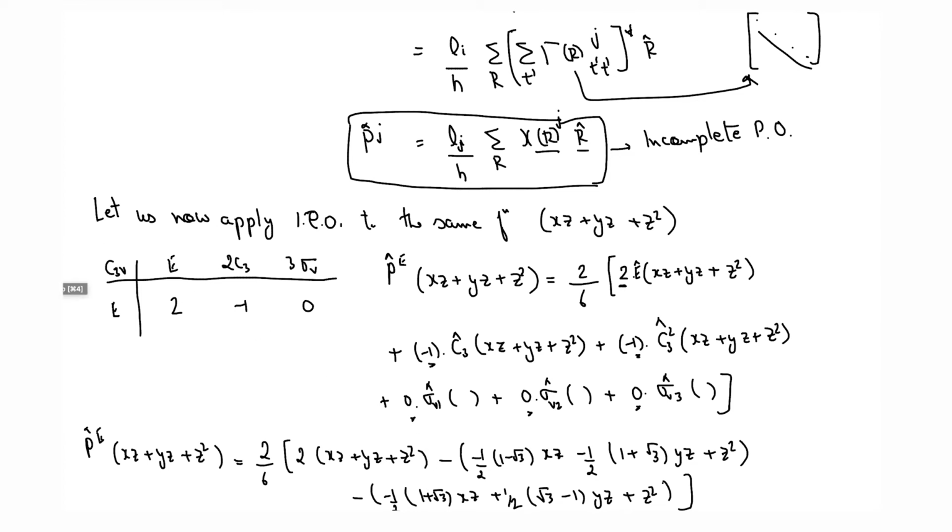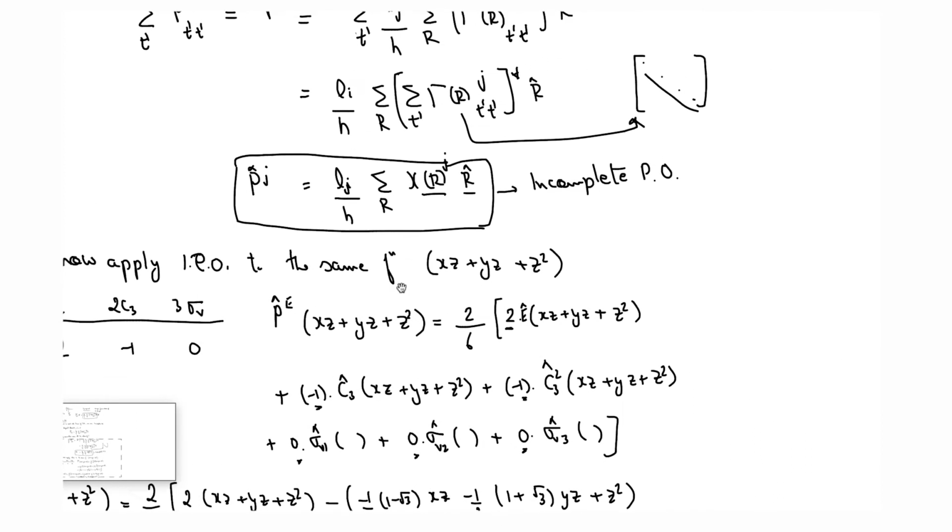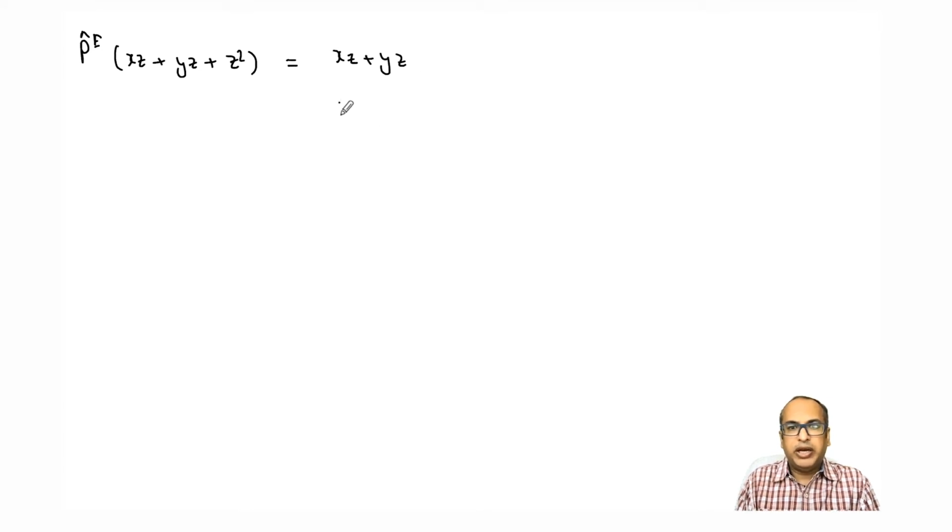In the same way, if you keep on doing this, you're going to notice. Let's not spend time on this calculation, because now it's just simple algebra. So we see that PE of xz plus yz plus z square gives you xz plus yz, which, if you remember, we obtained from PE11 and PE22. So we obtained this one and this one, or vice versa.